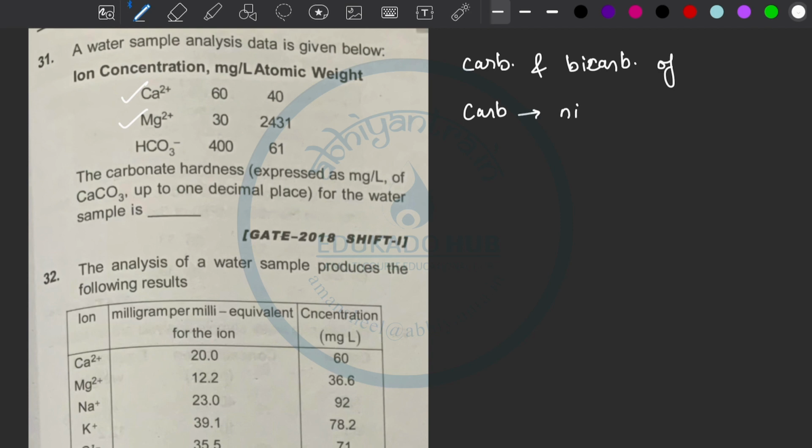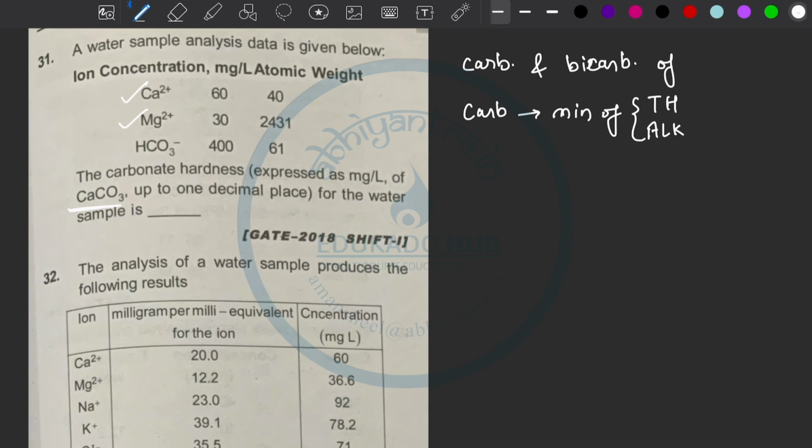Okay, so and we know that carbonate hardness will be minimum of total hardness and alkalinity. This we know. So we want to calculate the carbonate hardness. For that, first of all the hardnesses are going to be expressed in terms of CaCO3, right?